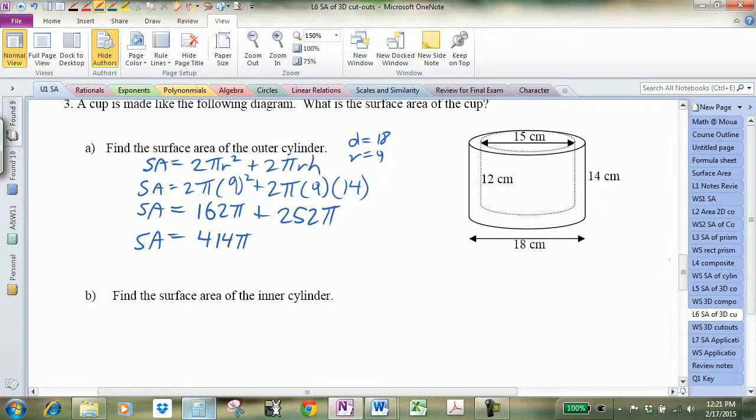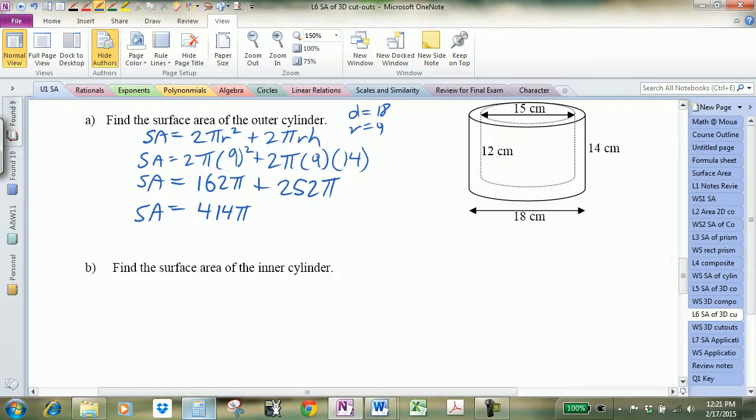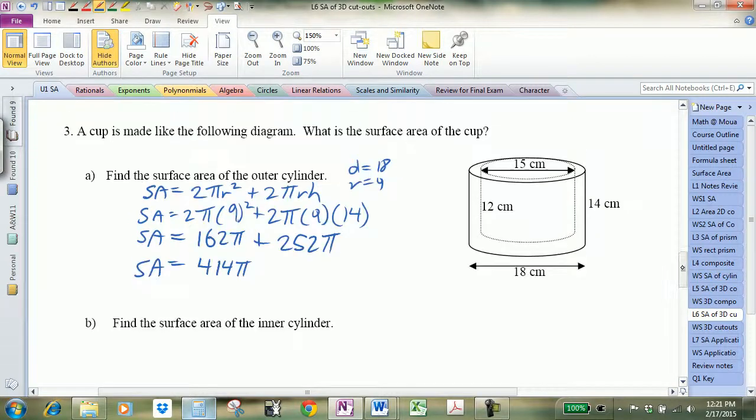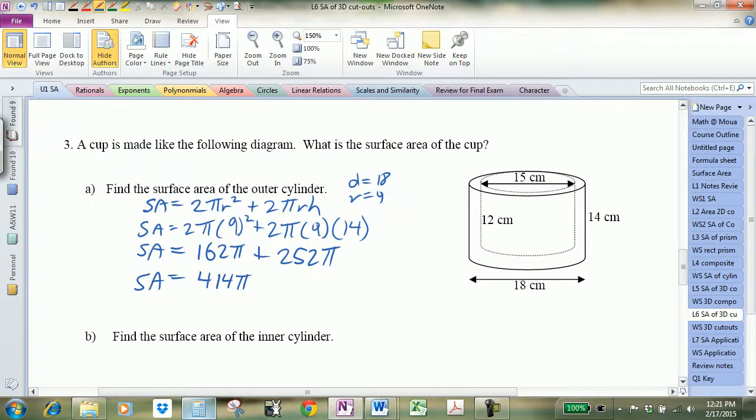Okay, I got 414 pi. Hands up if you got that as well. Okay. So now you want to find the surface area of the inside cylinder. So don't worry about the bottom yet. Just do the complete cylinder of the small cylinder using the small cylinder's radius.